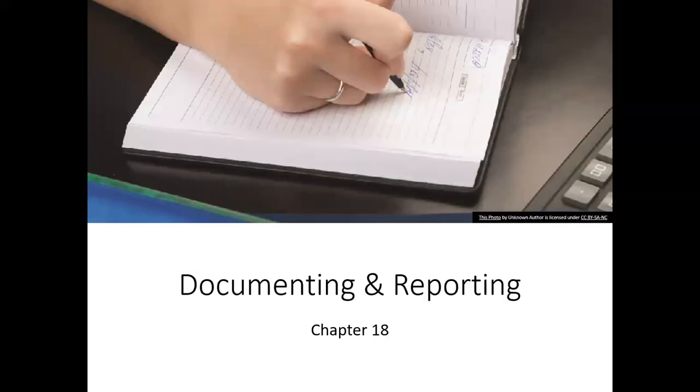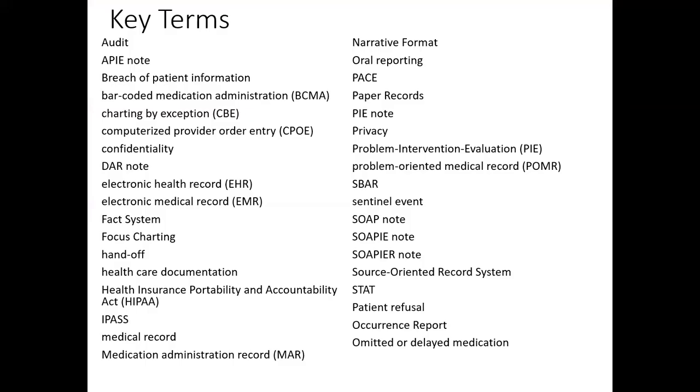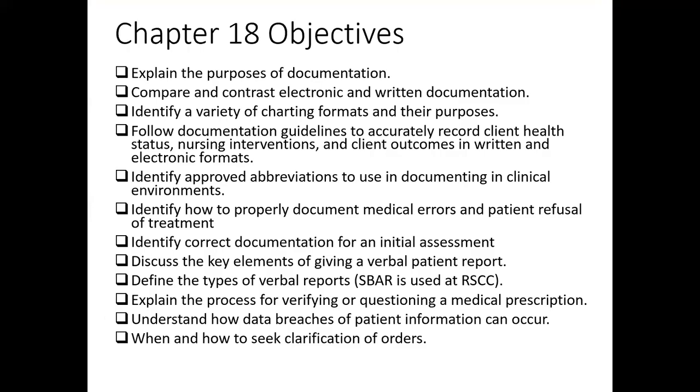Documenting and reporting is chapter 18 in the F.A. Davis book. These are your key terms that we want you to know. These are the objectives for this chapter.